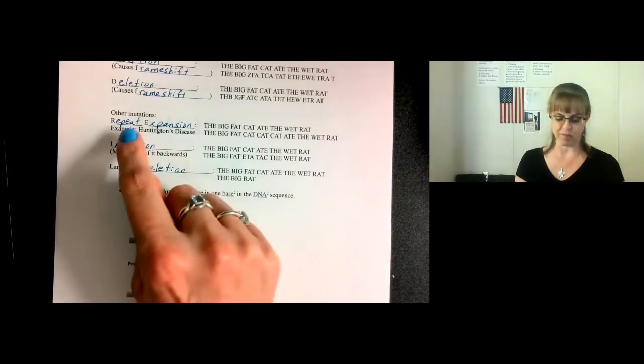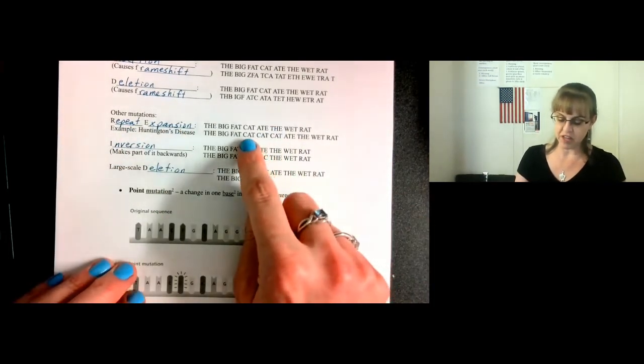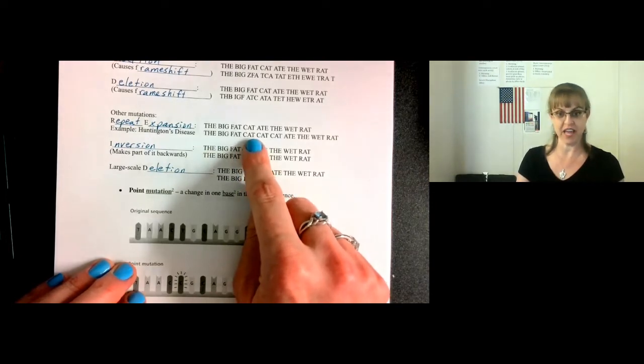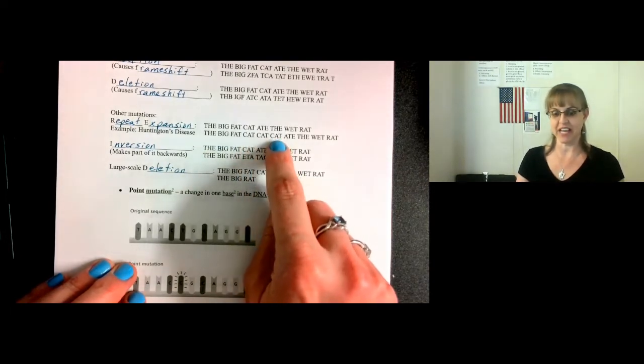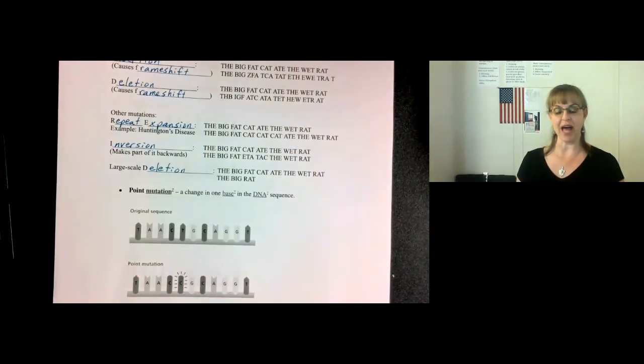Now those are all point mutations, but there are also other types of mutations. One is a repeat expansion. It takes one of the three-letter codons and repeats it and expands the sentence. This is what happens in Huntington's disease.